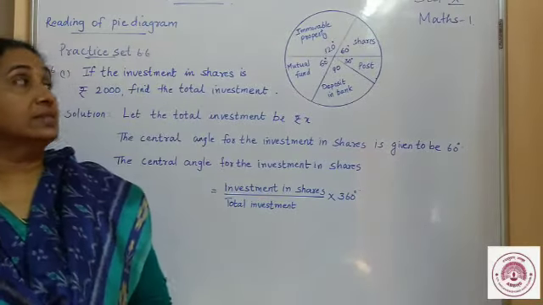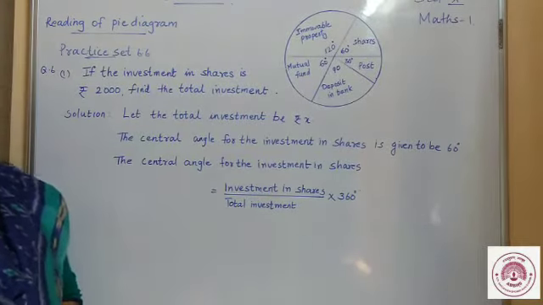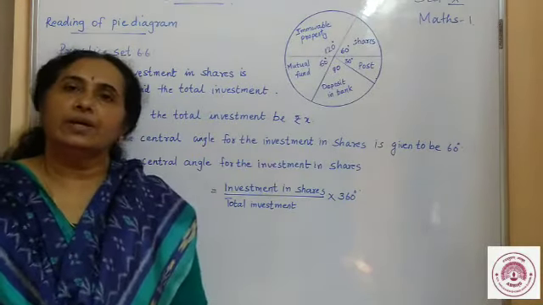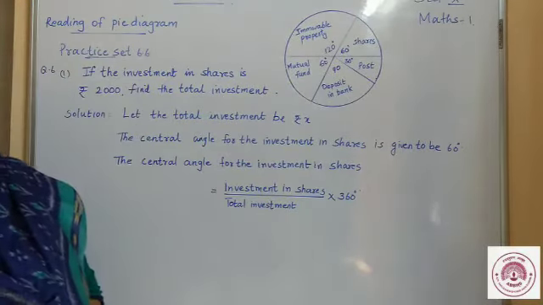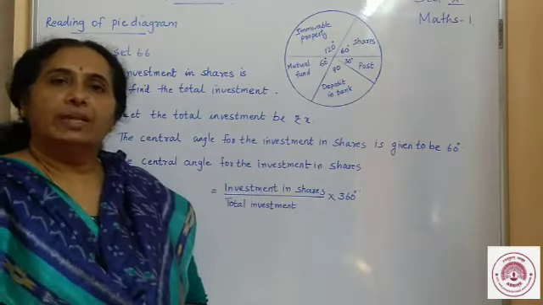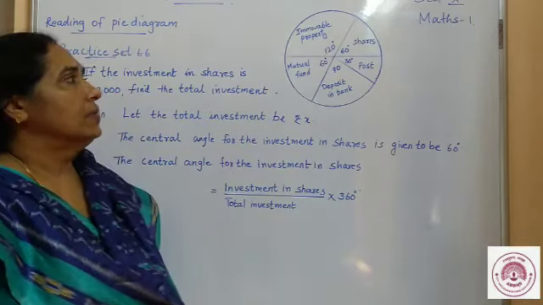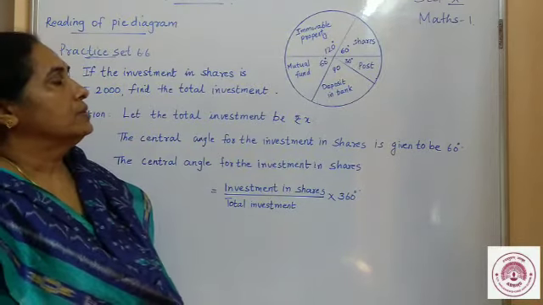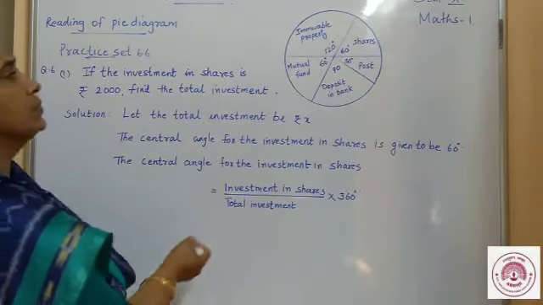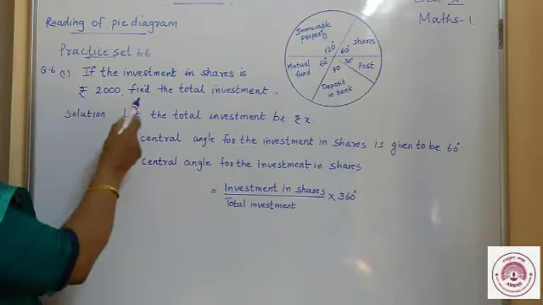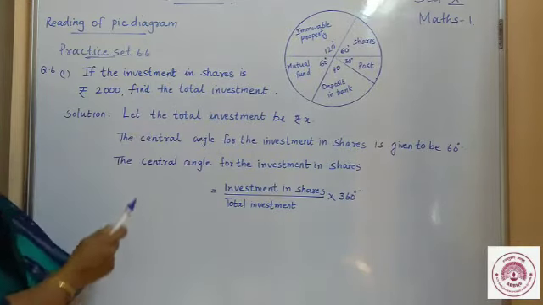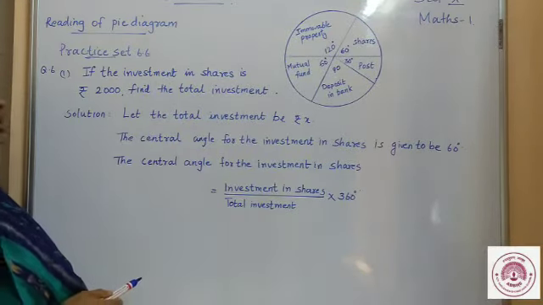Continuing with statistics, today we are going to learn how to read a pie diagram. Here a pie diagram is given. The investments of a family are shown in the pie diagram, and now you have to answer the questions given. First question is, if the investment in shares is rupees 2000, find the total investment.